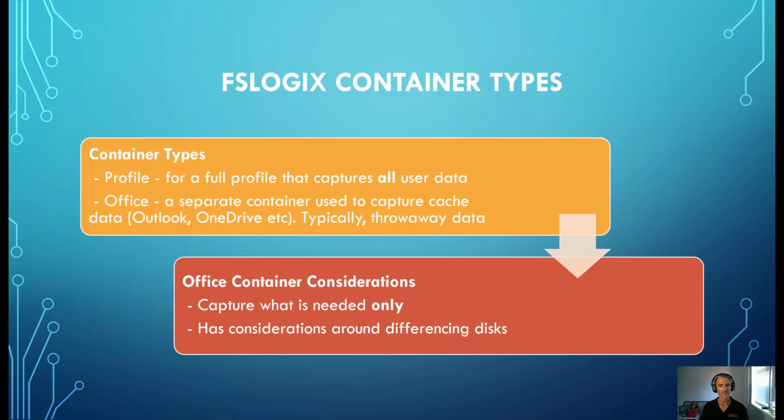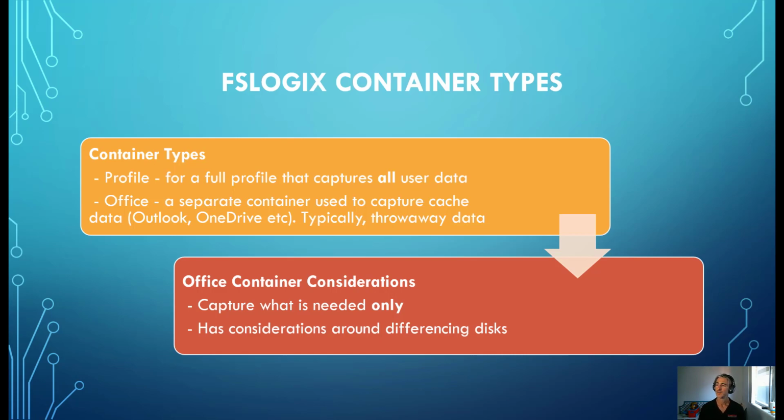With Office containers, we want to be really careful with where we position and use these nowadays. If we're going to use them, and it's often the case, we still do use them, typically in scenarios where we don't want to be backing up a whole load of cache data, or we have different I/O profiles across our profiles and Office containers and the specific workloads. We only want to capture what is needed. Right? We don't want to be capturing things like Teams, for example, and we'll touch on why in a little bit.